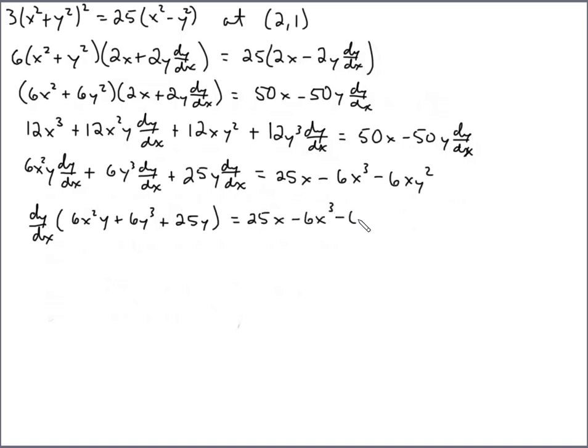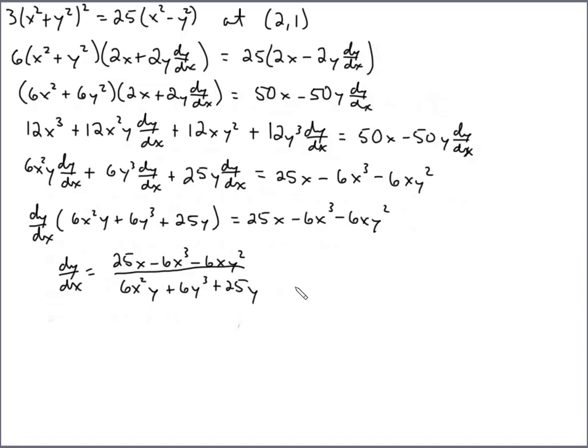And then finally we will divide by all this stuff here on the left, so dy/dx is equal to 25x minus 6x to the third minus 6x y squared, divided by all of this: 6x squared y plus 6y to the third plus 25y. Okay, so this is the derivative, and we need this to find the slope of the tangent line.